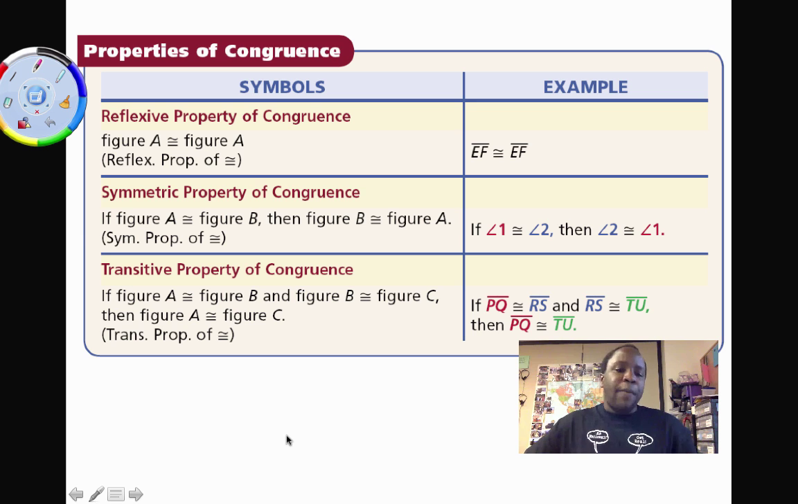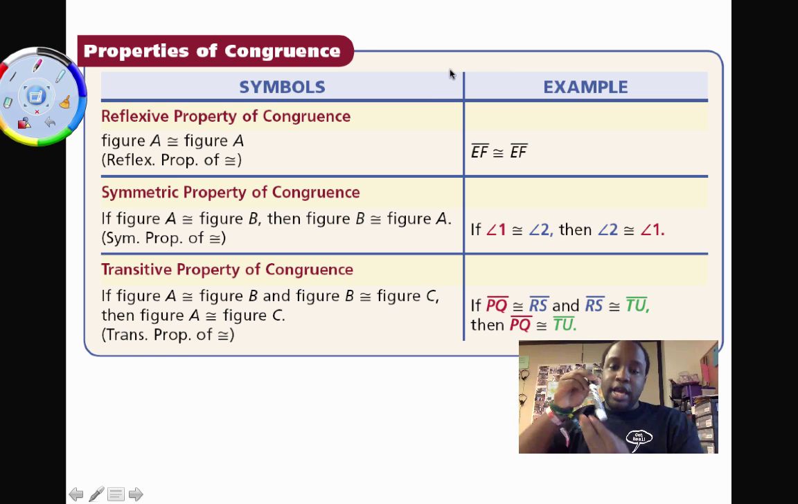Now, there are 3 properties of congruence similar to 3 of the properties of equality: reflexive, symmetric, and transitive. So the reflexive property of congruence is basically a figure can be congruent to itself. So figure A is congruent to figure A. And we can shorthand it as reflex prop of congruence. And so an example of this is segment EF is congruent to segment EF. It's congruent to itself.